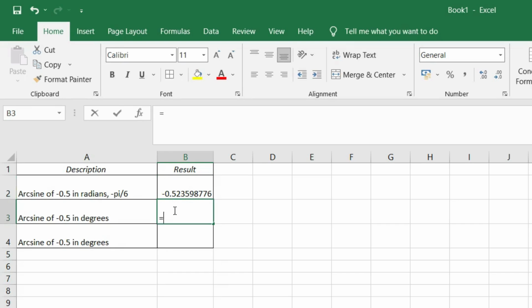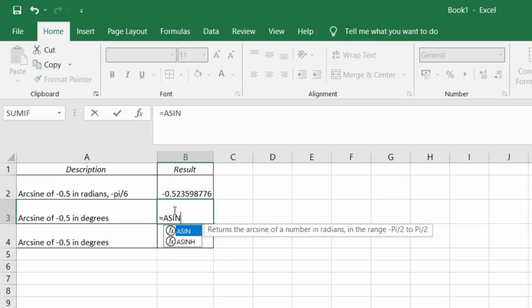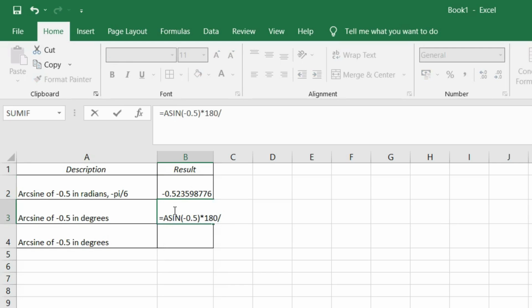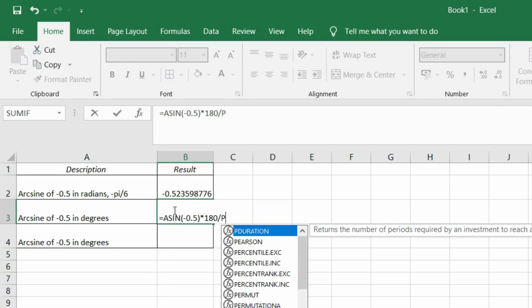Similarly, in the next one we type =ASIN(-0.5)*180/PI(). This gives us the arcsine of -0.5 in degrees.